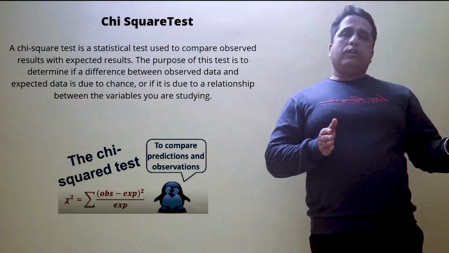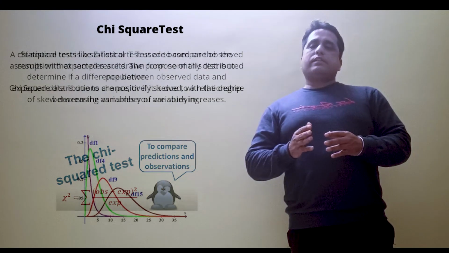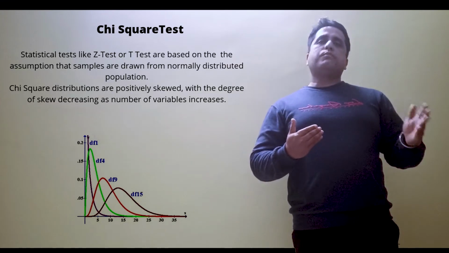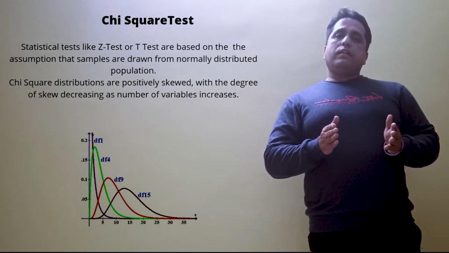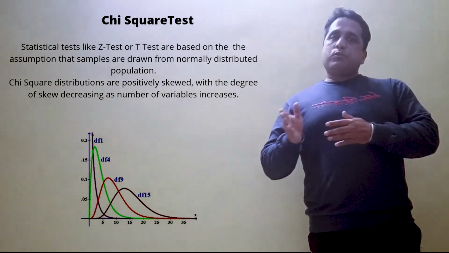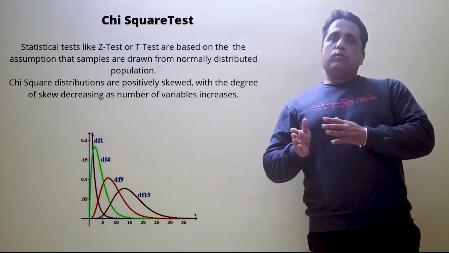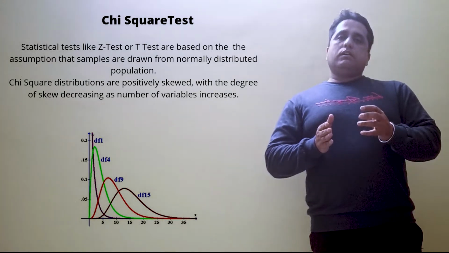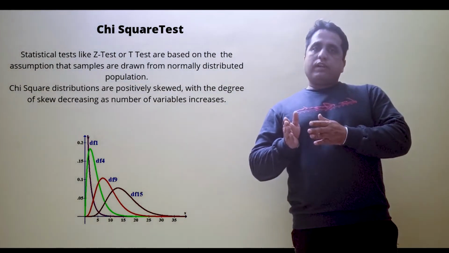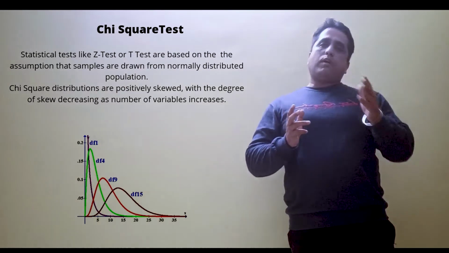Till now, we have covered tests like the z-test or t-test, which were based on the assumption that the data from which samples are drawn is normally distributed. But when it comes to the chi-square test, there is no such assumption that the data has to be normally distributed. Rather, we would say that the chi-square distributions are positively skewed.